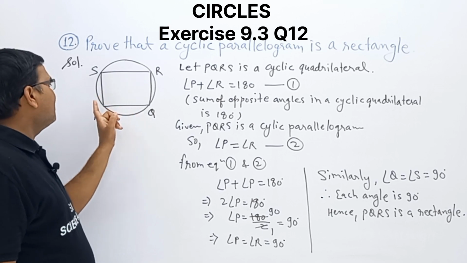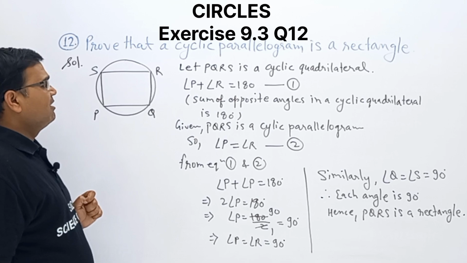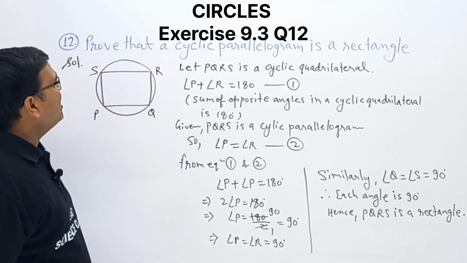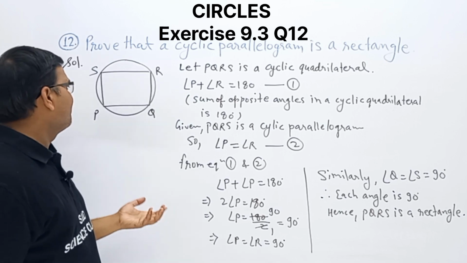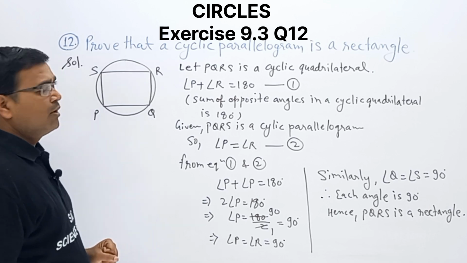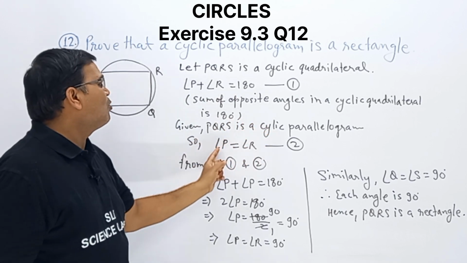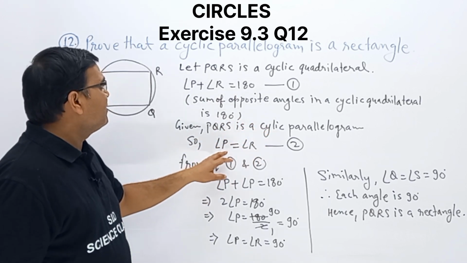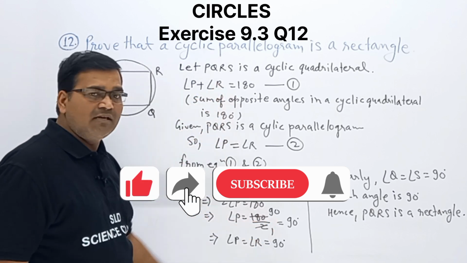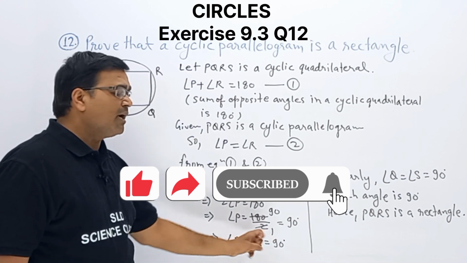In a cyclic quadrilateral, the sum of opposite angles is 180 degrees. So angle P plus angle R equals 180 degrees. But in the question we have a cyclic parallelogram. In a parallelogram, opposite angles are equal. So we put angle R equal to angle P, and we get angle P equals 90 degrees, and angle P equals angle R equals 90 degrees.